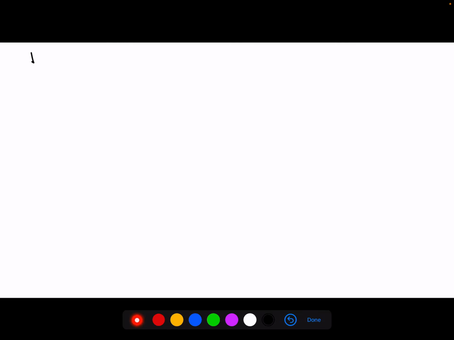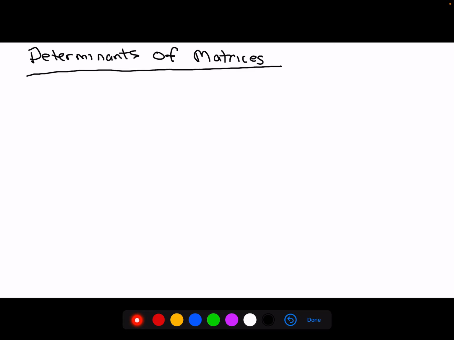Today we're going to look at determinants of matrices. If you've never heard that word before, don't panic. I'm going to explain what it is, and we're going to be doing a lot of calculations of determinants. So, as we go along, we'll talk a little bit more about matrices.